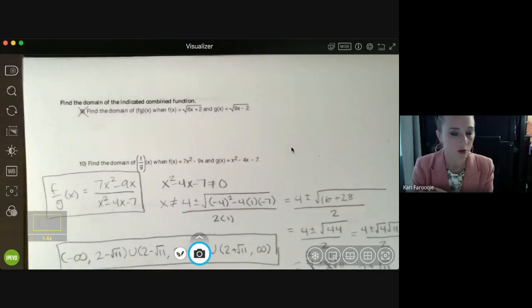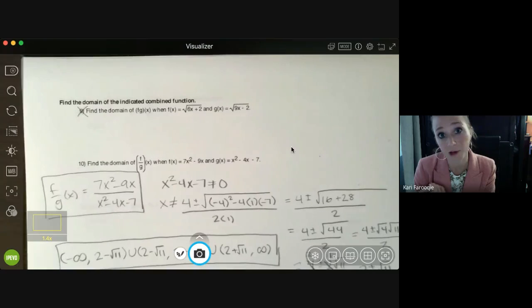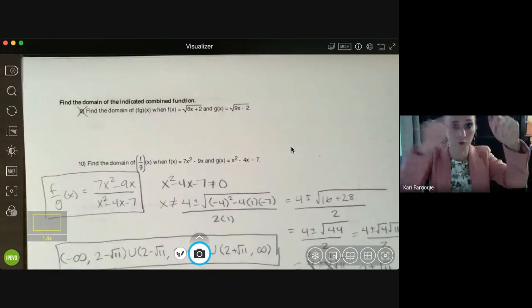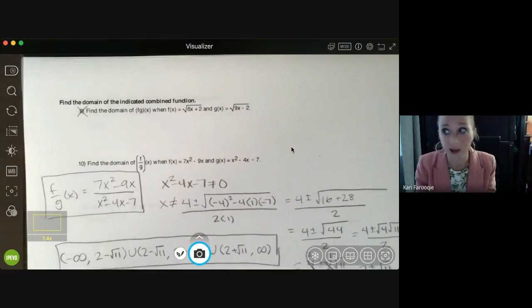So at that point, you could open it in D2L, you could download it. If you have a printer and you wanted to write directly on the test like you would in class, then do that.